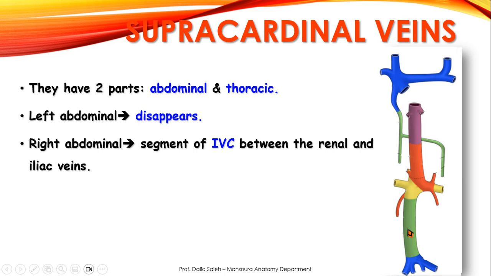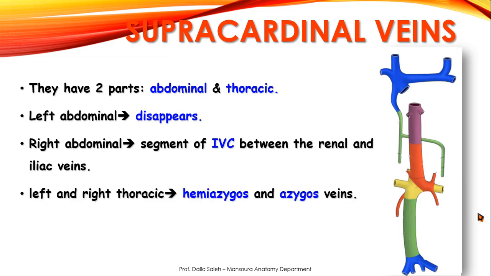Here we can see this segment of the inferior vena cava between the renal and the iliac veins. The thoracic part of both right and left supracardinal veins will form the azygous venous system. The azygous vein on the right side and the hemiazygous on the left side, and they communicate with each other.